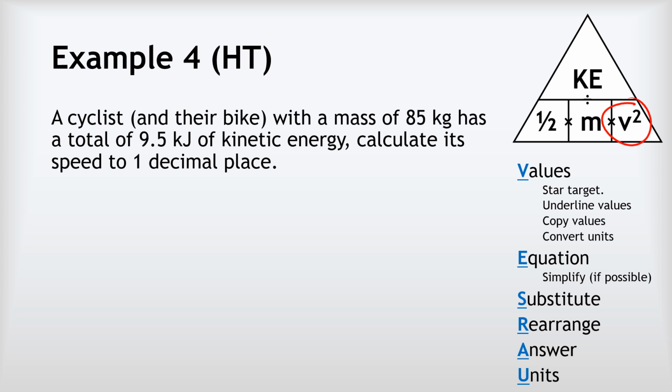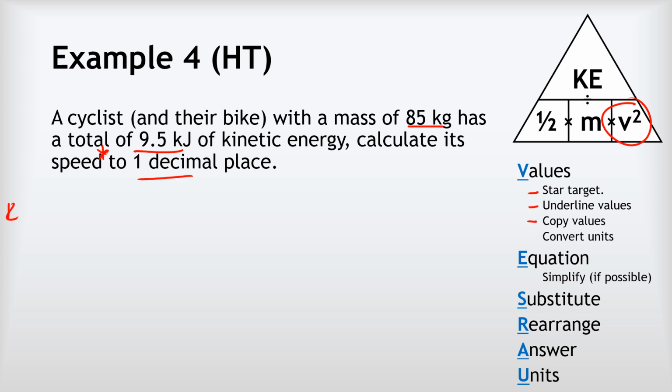So we have a cyclist and their bike with a combined mass of 85 kilograms, has a total of 9.5 kilojoules of kinetic energy. Calculate its speed to 1 decimal place. So let's star our target. The target is the speed. Let's put a little star there to remind us that's what we're finding.